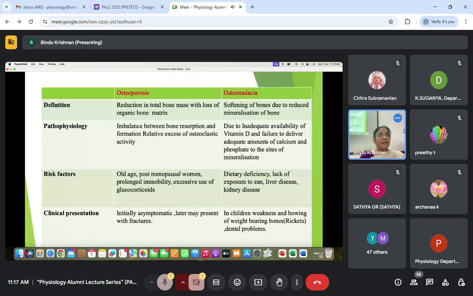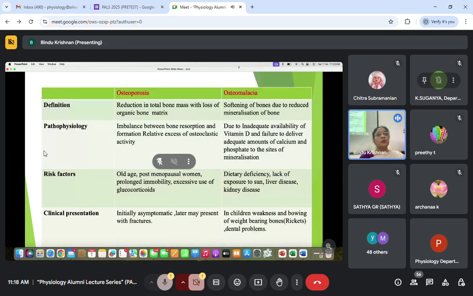So before completing, I thought, because these two terms we always get confused because we don't see patients so much, that is osteoporosis and osteomalacia. So the main differences I have noted it down. So definition, osteoporosis is reduction in total bone mass with loss of organic bone matrix. We have seen that salts and bone matrix are two components, be it cortical or the trabecular bone. But if it is osteomalacia, it is softening of bones due to reduced mineralization of the bone, right?